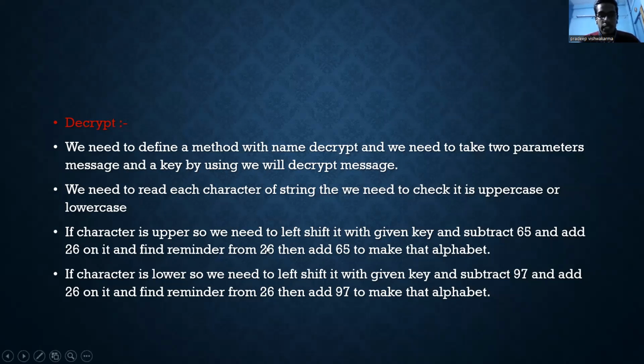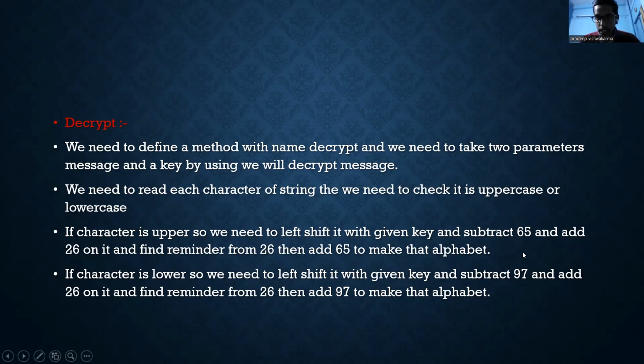We need a loop over each character. Like if we have already encrypted ABC, we need to subtract that key from it. Firstly we check whether the character is upper or lower. If the character is upper, we need to left shift, because when we encrypted that string we right shifted, but now we need to decrypt it, so we left shift.